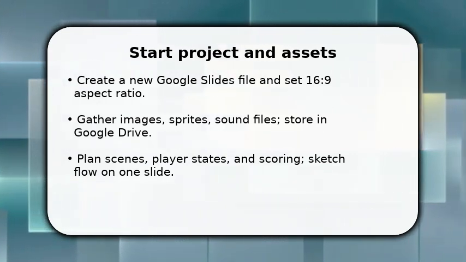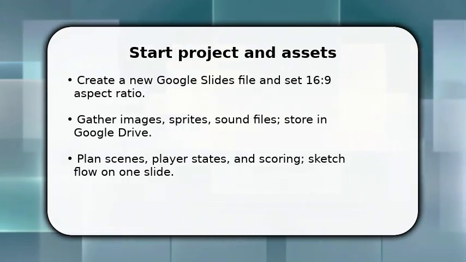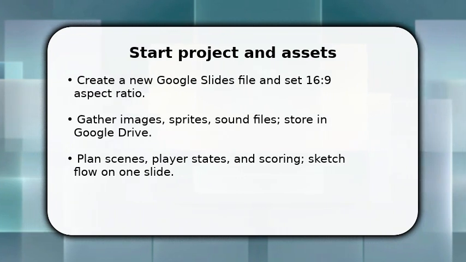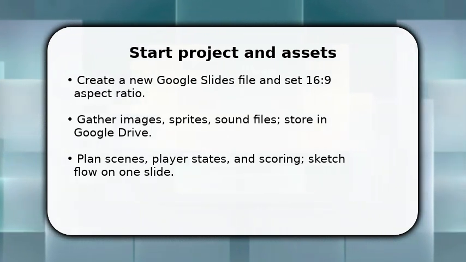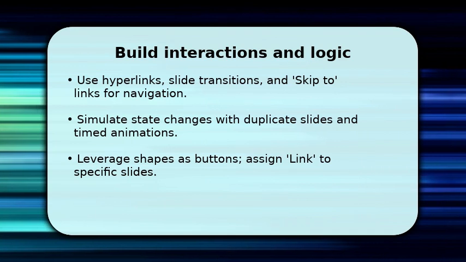Make sure to name layers and elements consistently, because consistent naming saves time when adding interactivity later. You construct gameplay by turning shapes into clickable buttons linked to specific slides. This creates branches for choices and levels. Use duplicate slides to represent state changes, then apply animations with precise timings to simulate motion.